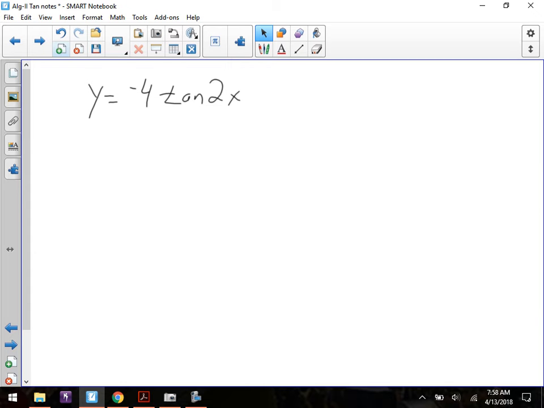What's my A value? Negative 4. What's my B value? So if my B value is 2, that means my period will equal pi over the absolute value of B, so it's going to be pi over 2.